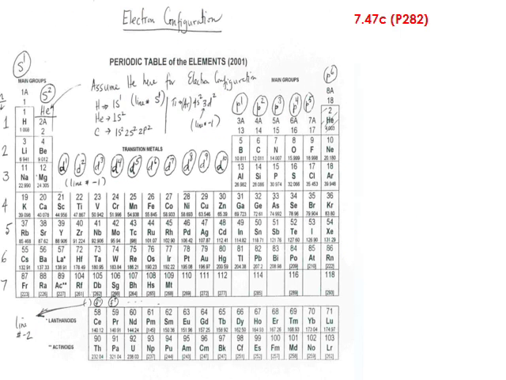Now let's go over another problem, 7.47C, page 282. This is on electron configuration of ions. Here we're going to do 47C. Now let me write down that question. 47C is about the electron configuration of Mn2+.